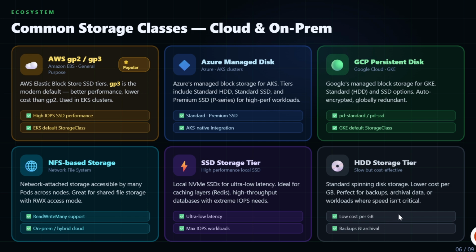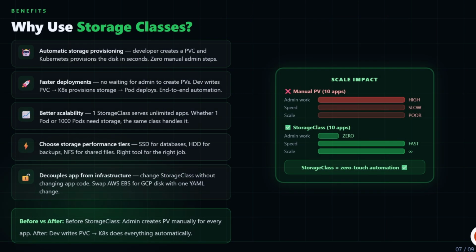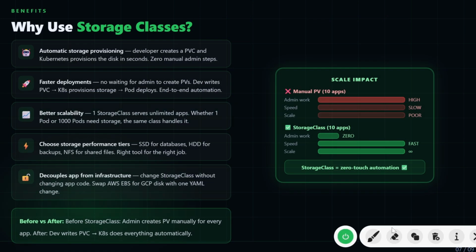So for low cost per GB, we can opt for this, and also for backups and archival processes, we can use that. Now let us understand why to use the persistent volume. First thing, automation: automatic storage provisioning. Here developers just create a PVC, and Kubernetes will provision the disk in seconds. There is zero manual effort from the admin end, and it also increases the speed.